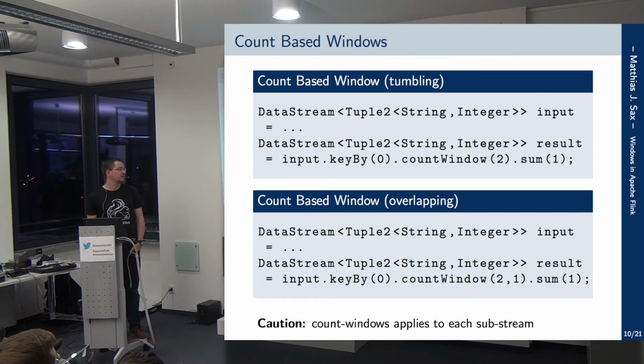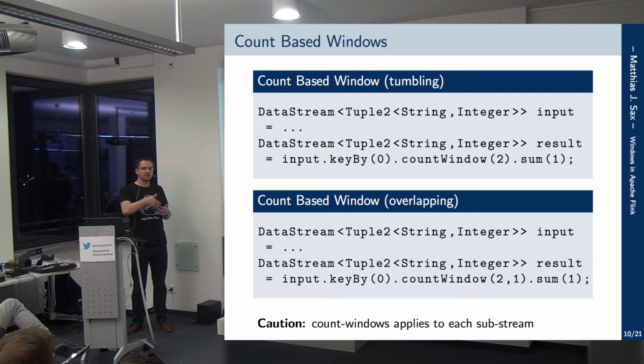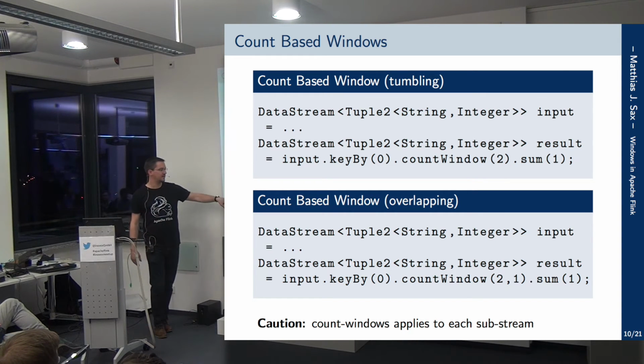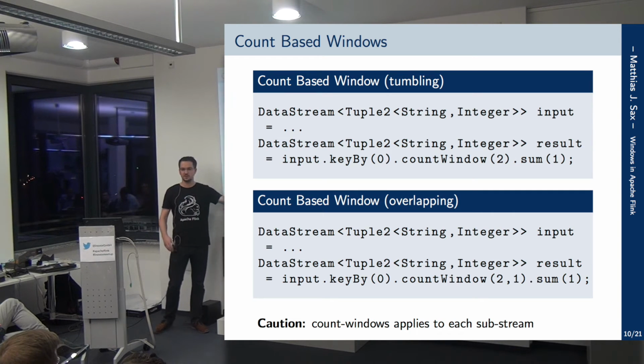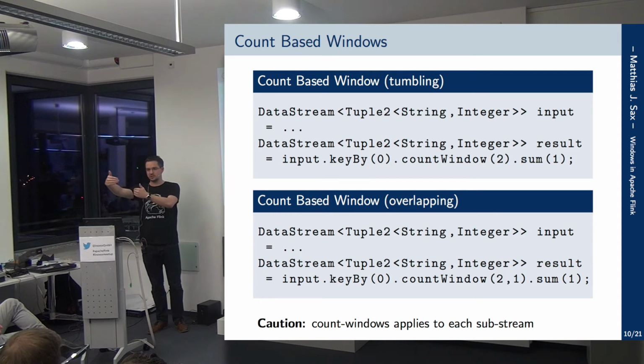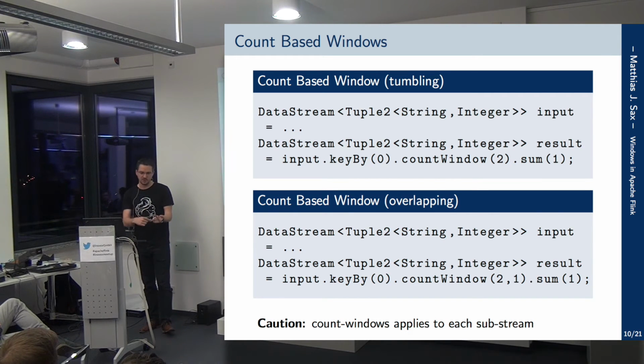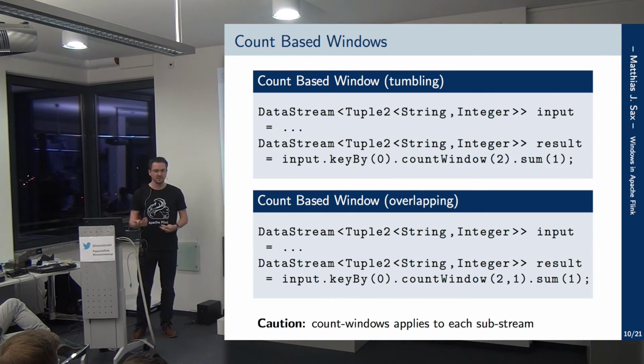The problem here is count windows apply to each substream. So basically, if you look at the stream from a holistic point of view, and your partitions are skewed, then you get more intermediate results for the partitions with more data, because the count window really applies after the partitioning. So you have your stream, you partition your stream, and then you build individual windows for each partition of the stream. And that is different if you would do it the other way around, which is not supported by Flink.